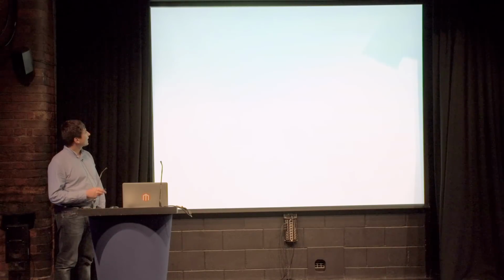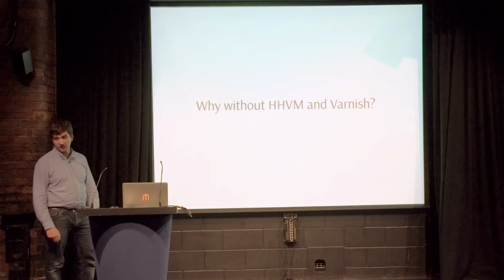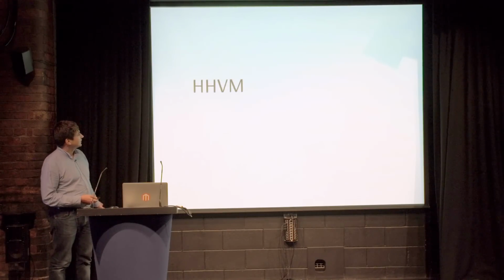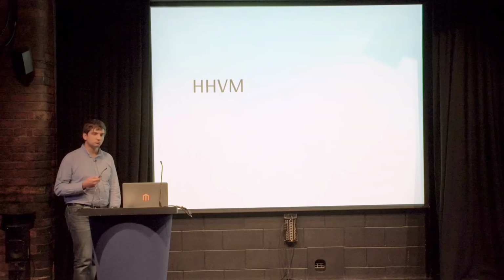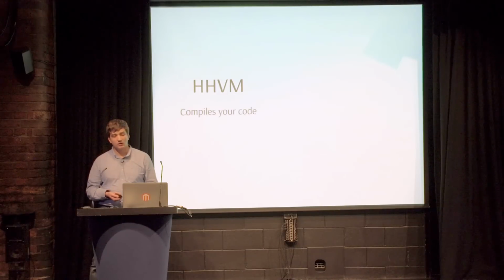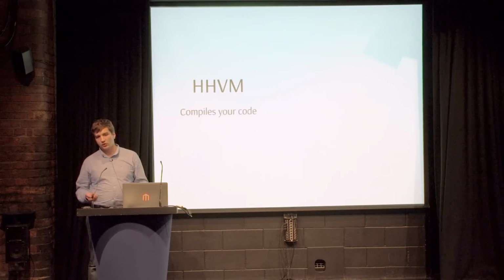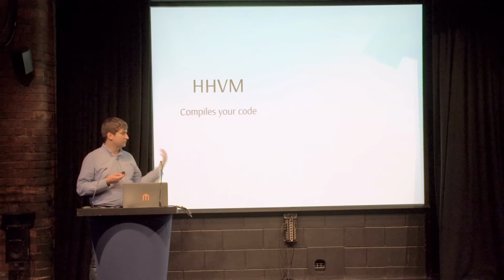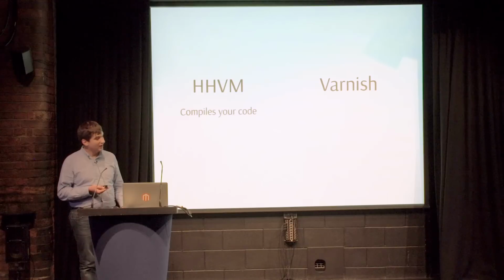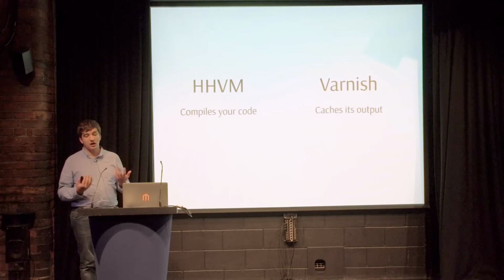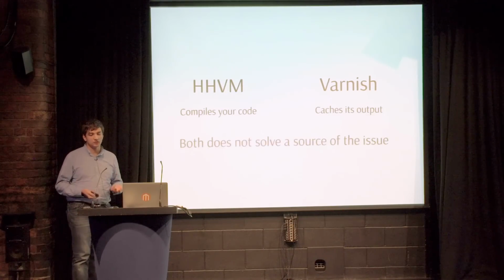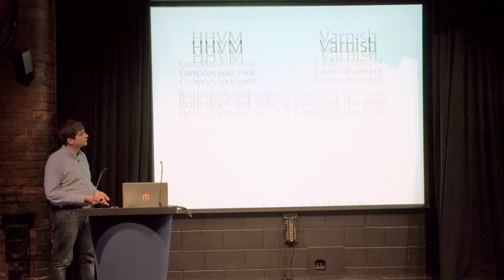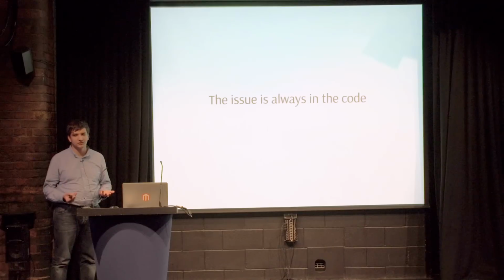So, jokes apart, why actually without HHVM and Varnish? First of all, because HHVM compiles your code into opcode, or actually compiled C code, and for PHP the opcode cache is opcache. And Varnish caches the output. They both do not solve the problem. They do not solve the source of the issue. And the source of your issue is always your code, right?